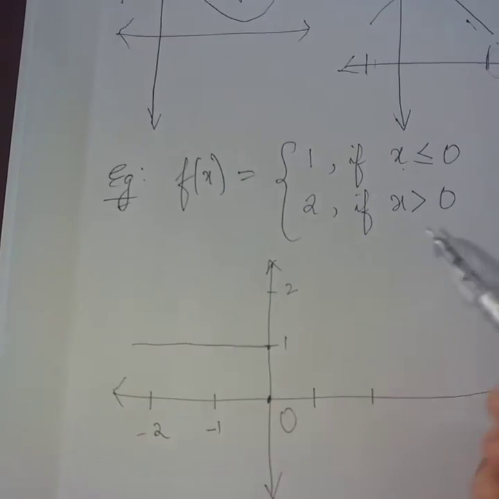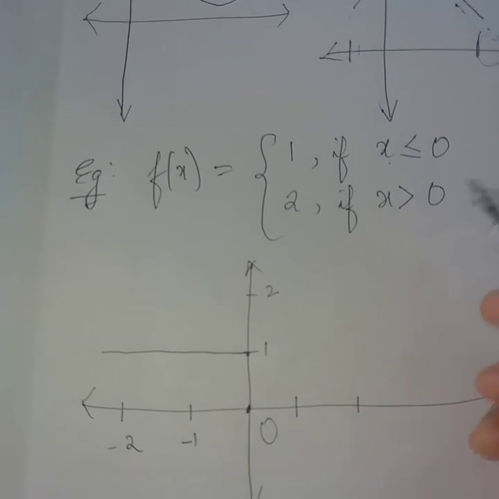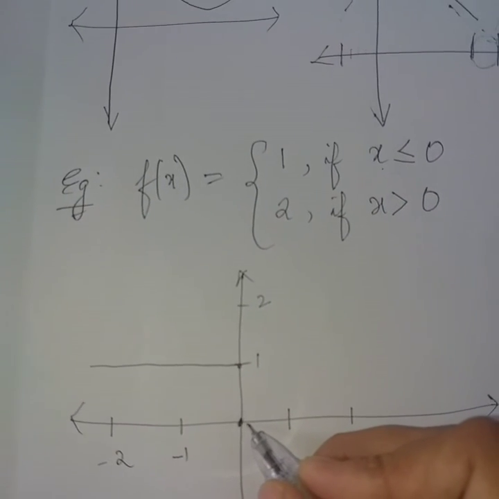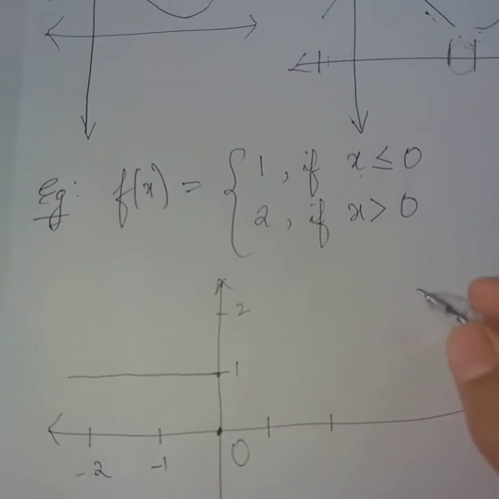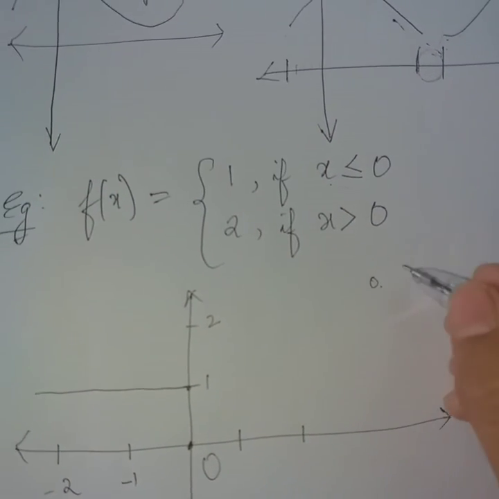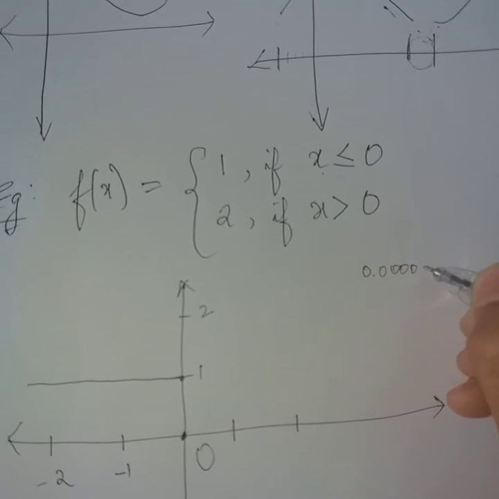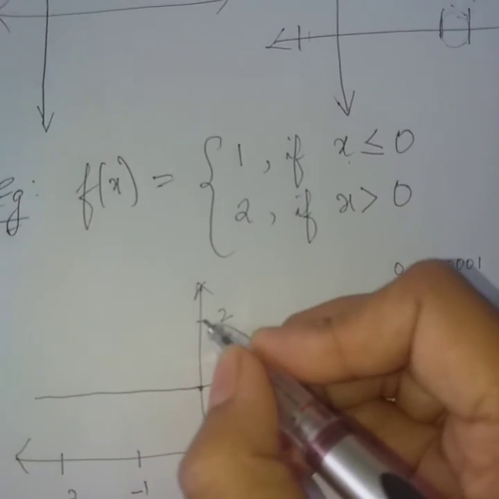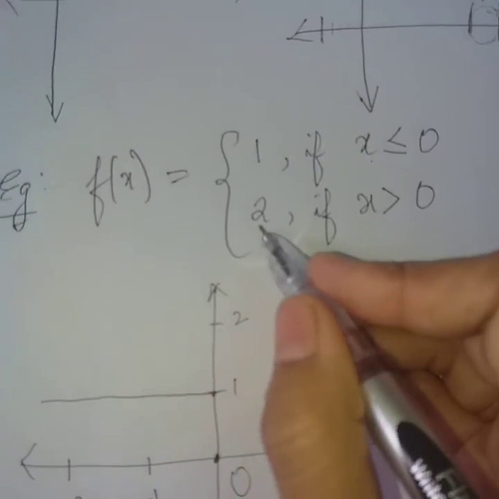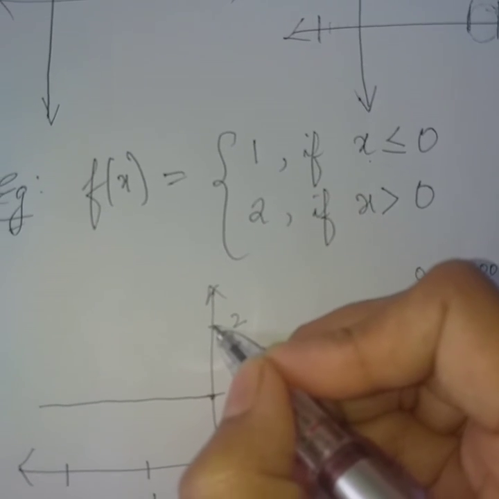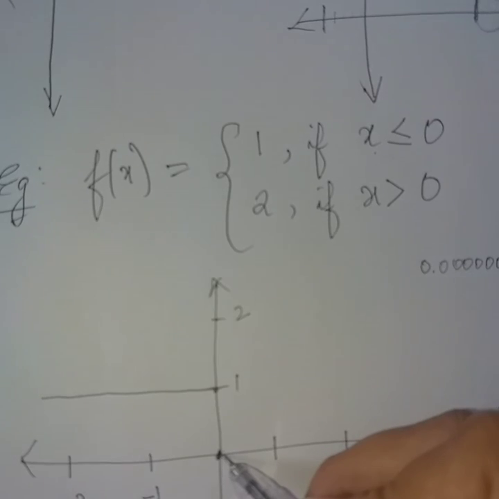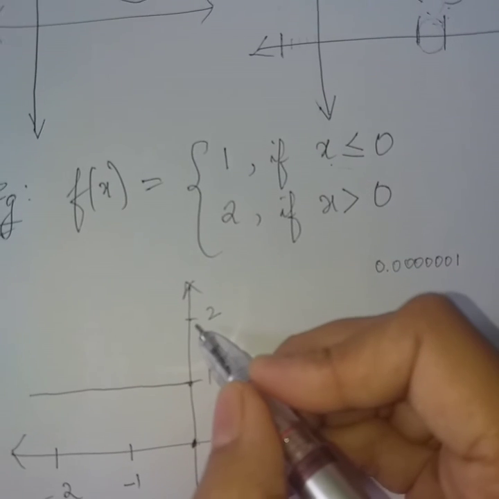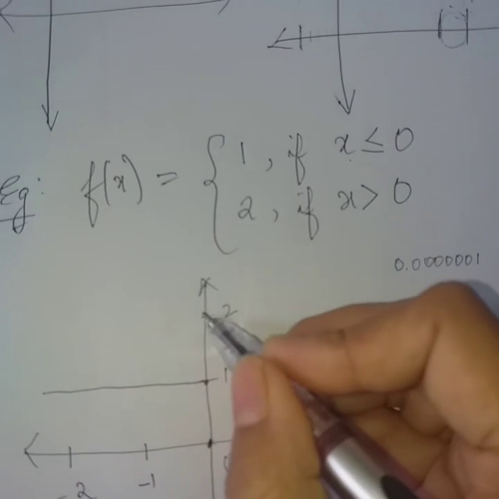It goes on. And for x greater than 0, we have many real numbers between 0 and 1. x greater than 0 means just greater than 0, it may be 0.000001, in this way slightly greater than 0. For every point greater than 0, the value is 2. So here we have points like 0.00001. For all these points it is 2, but for 0 it is not 2.